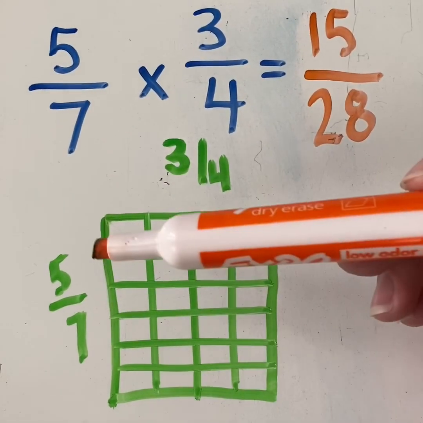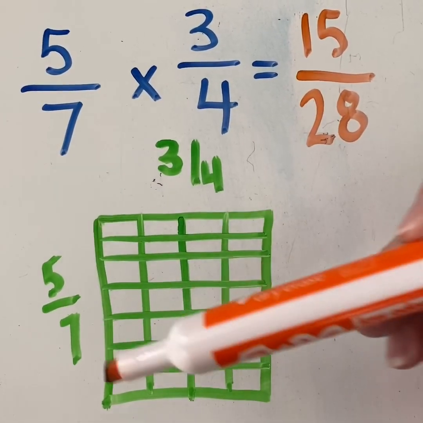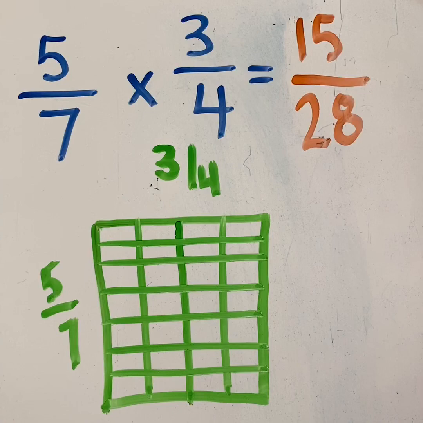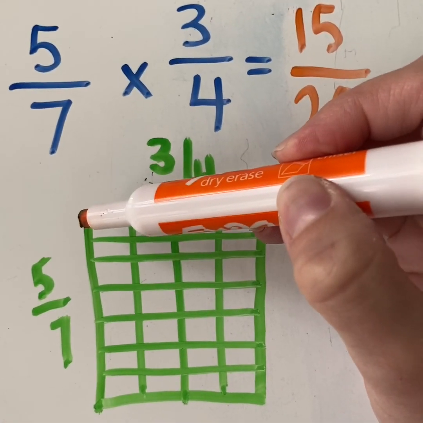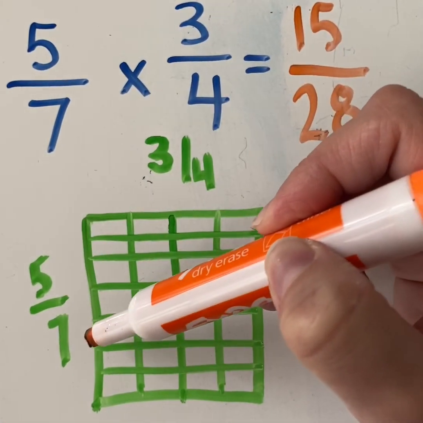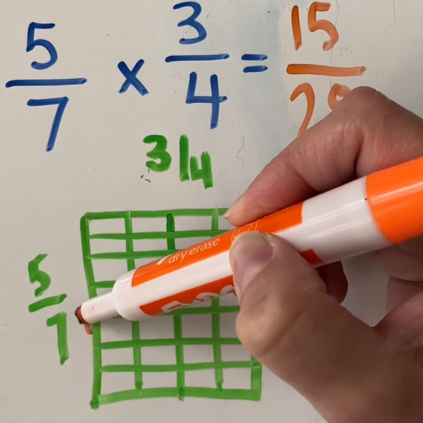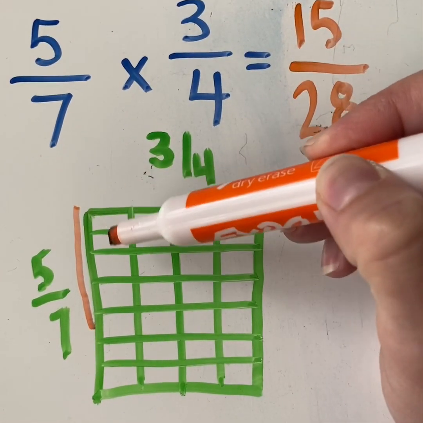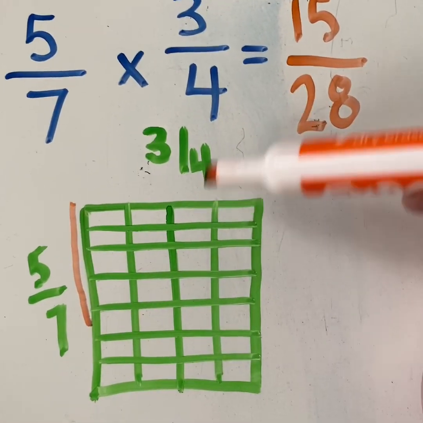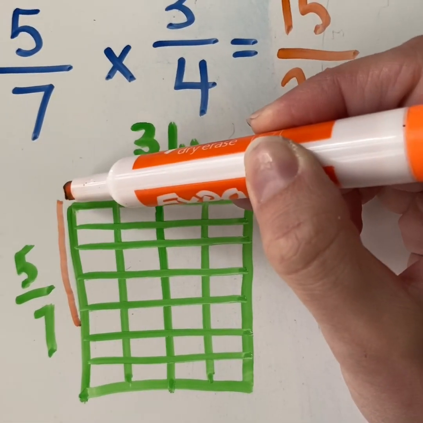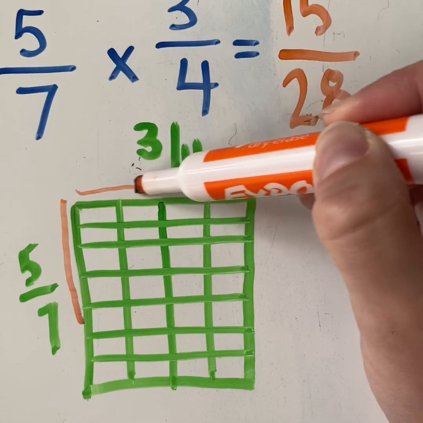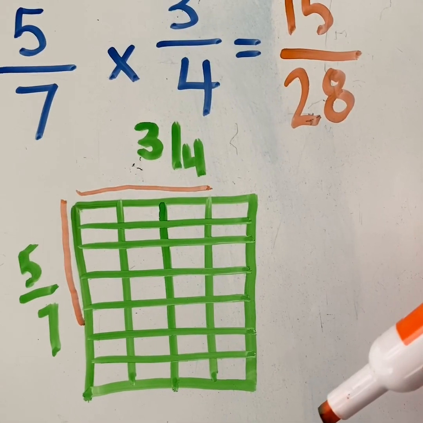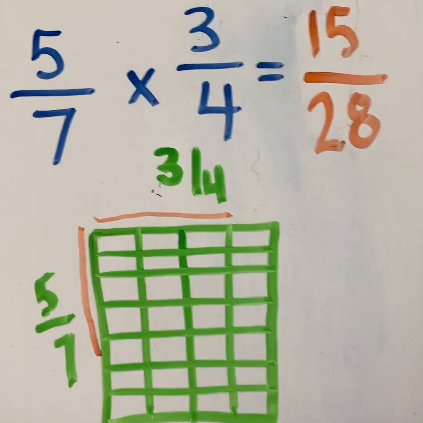Now we need to identify how many of those sevenths are going to be accounted for in our multiplication problem. So we have 5. So I'm going to draw a line down to where 5 of those 7 would be, right? 1, 2, 3, 4, 5, okay? Same thing with the fourths. I'm gonna draw a line to where 3 would be, right? Okay, so far so good?